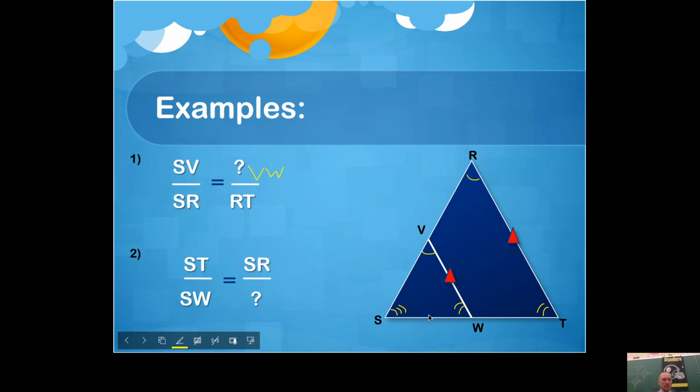S to T, that's the bottom of the big triangle. That goes with the bottom of the little triangle. Look at the marks, they match. S to R, that's the left side of the big triangle. What does it go with? It goes with the left side of the smaller triangle. 3 marks, 1 mark, 3 marks, 1 mark.